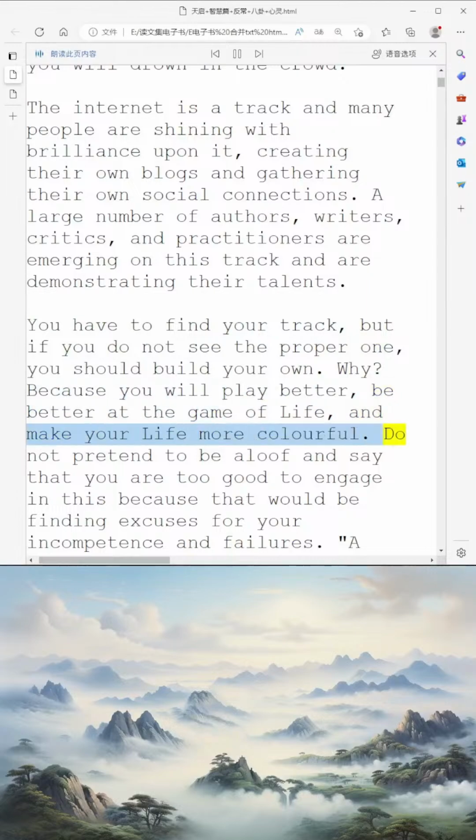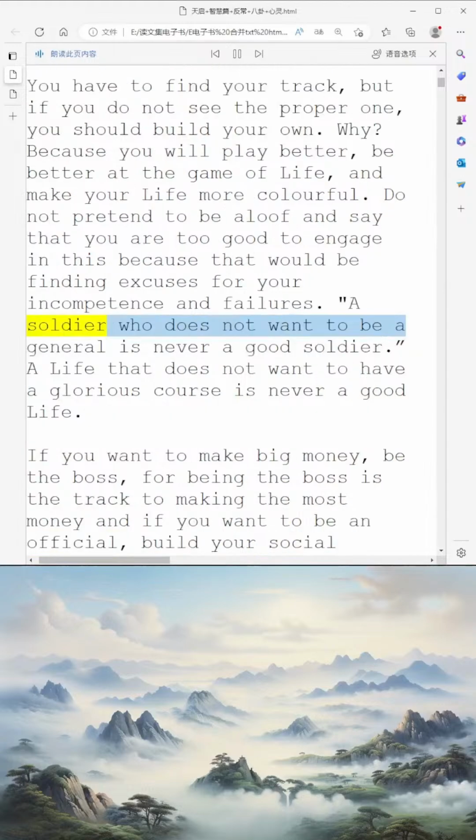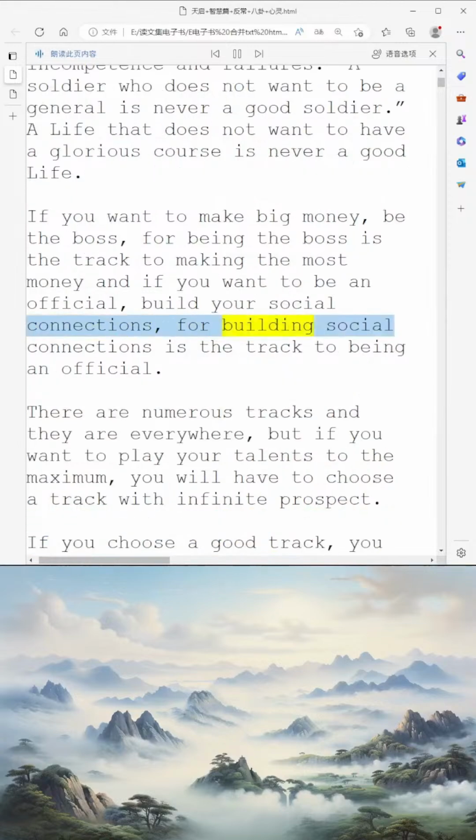Why? Because you will play better, be better at the game of life, and make your life more colorful. Do not pretend to be aloof and say that you are too good to engage in this, because that would be finding excuses for your incompetence and failures. A soldier who does not want to be a general is never a good soldier. A life that does not want to have a glorious course is never a good life. If you want to make big money, be the boss. For being the boss is the track to making the most money, and if you want to be an official, build your social connections. For building social connections is the track to being an official.